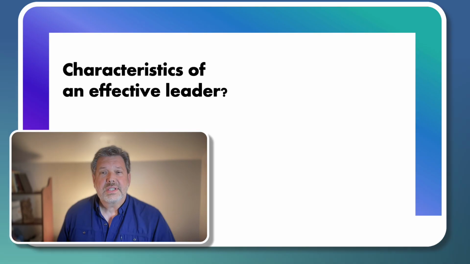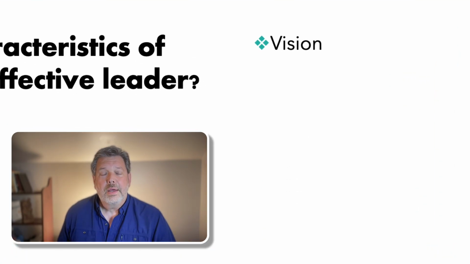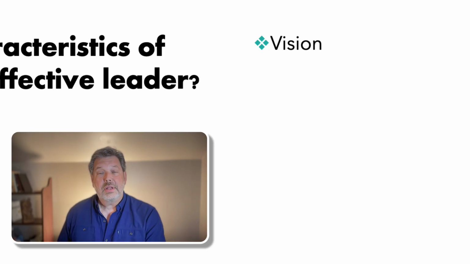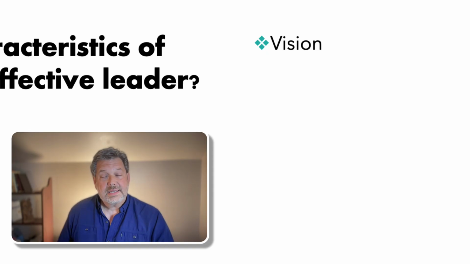So what are the characteristics of an effective leader? First, there's vision. In other words, this person needs to be able to see beyond just what's here in front of them today, beyond the task at hand. They need to be able to step back and get a view of the big picture. Now, depending on your personality style, you might naturally do this. This might be who you are, as you tend to see the big picture.